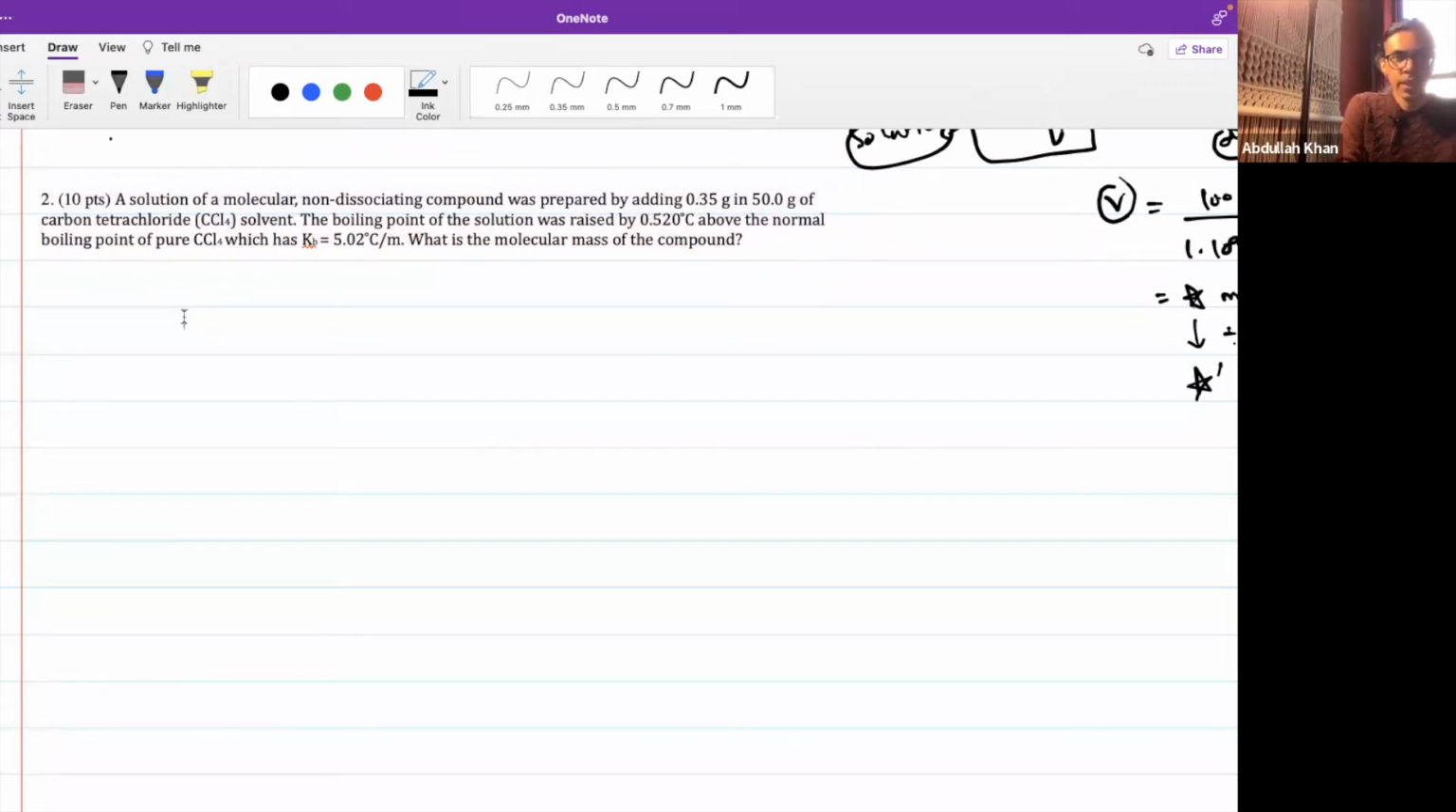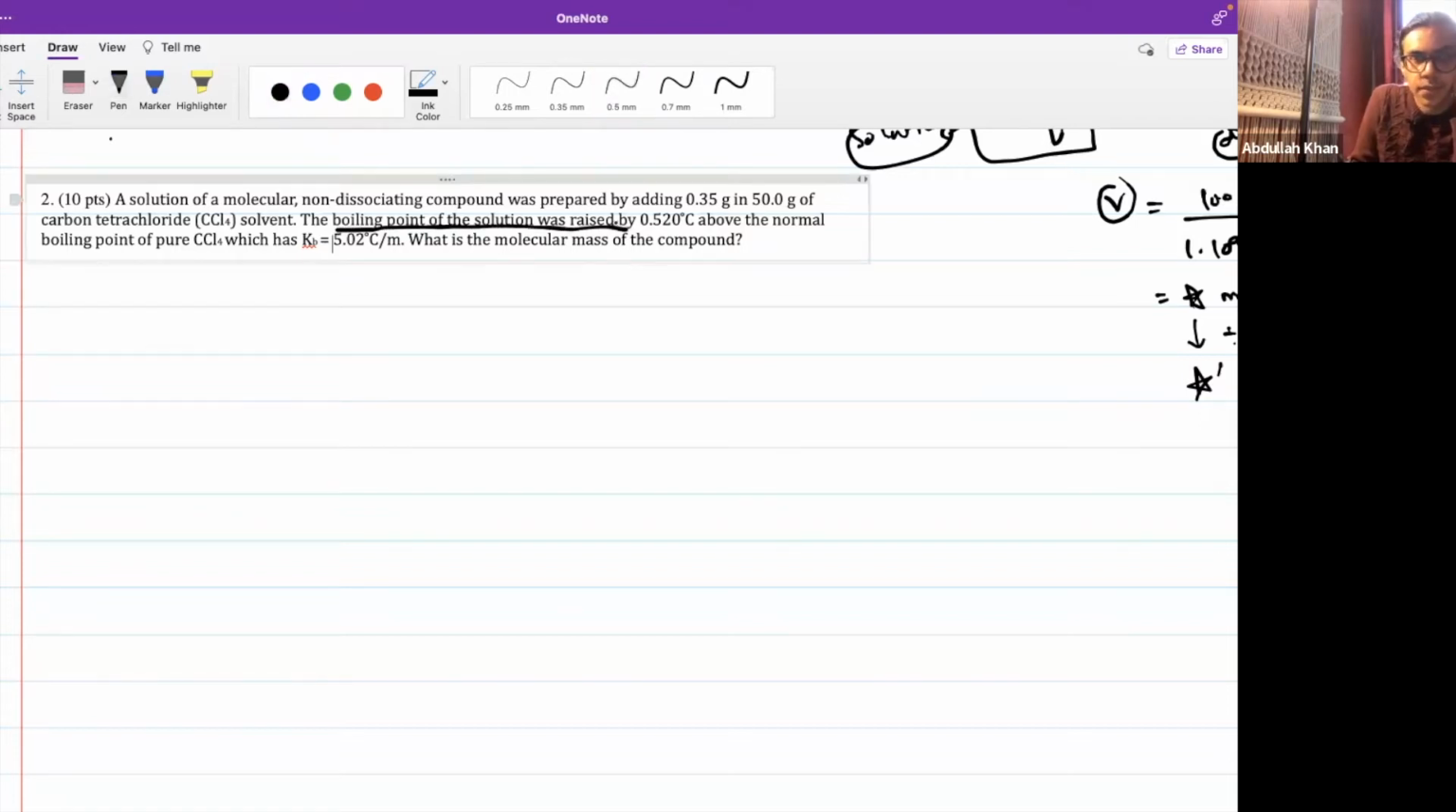So a solution of a molecular non-dissociating compound was prepared by adding blah, blah, blah. The boiling point of the solution was raised. Interesting. So this seems like a boiling point raising question. That reminds me of colligative properties. Okay. What equation do I use here?